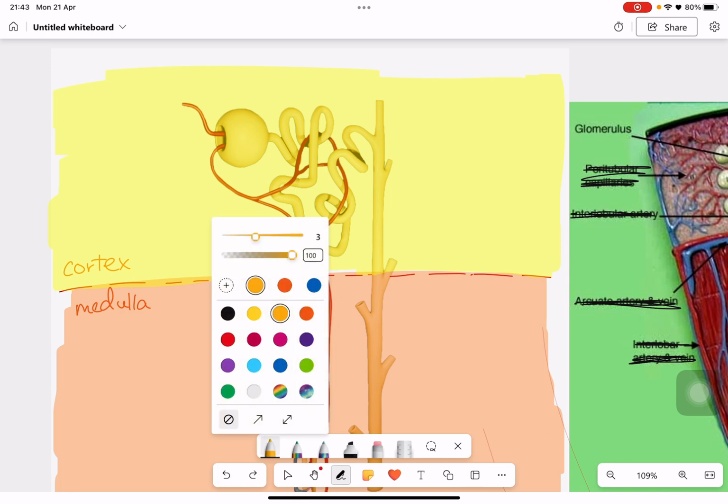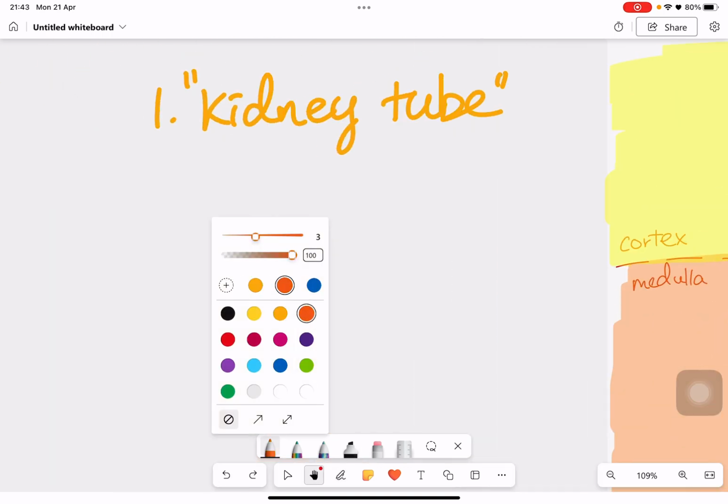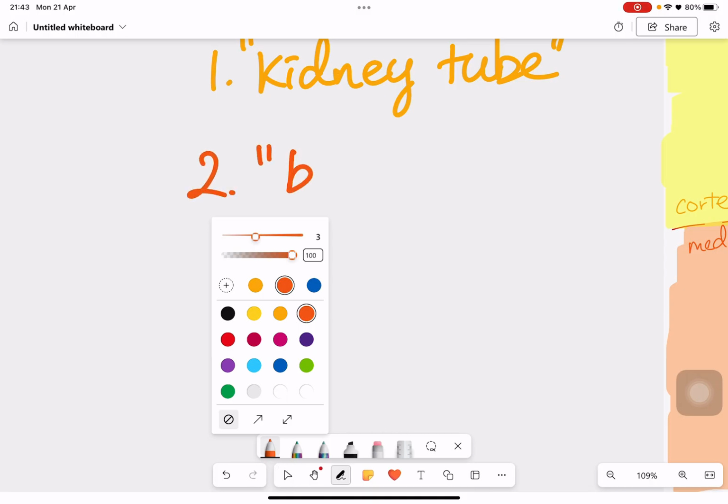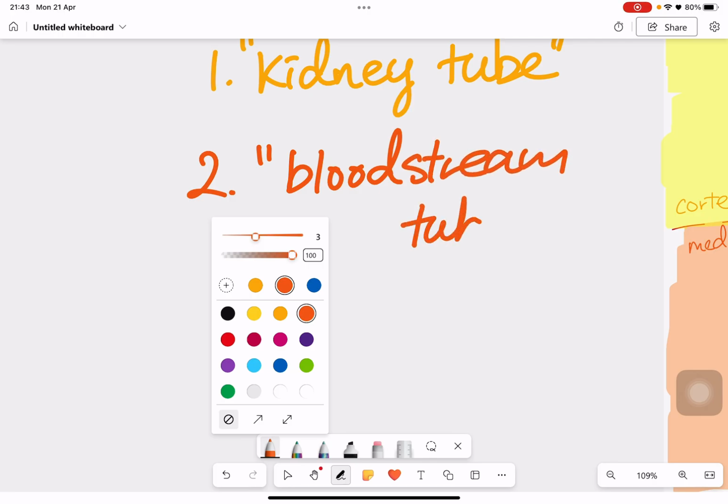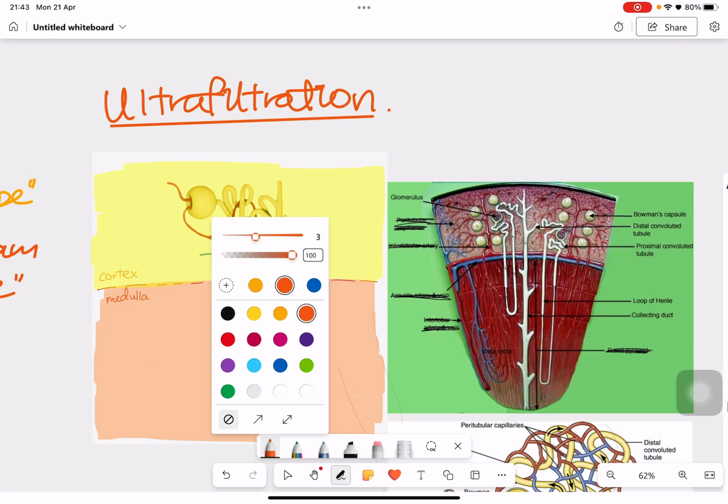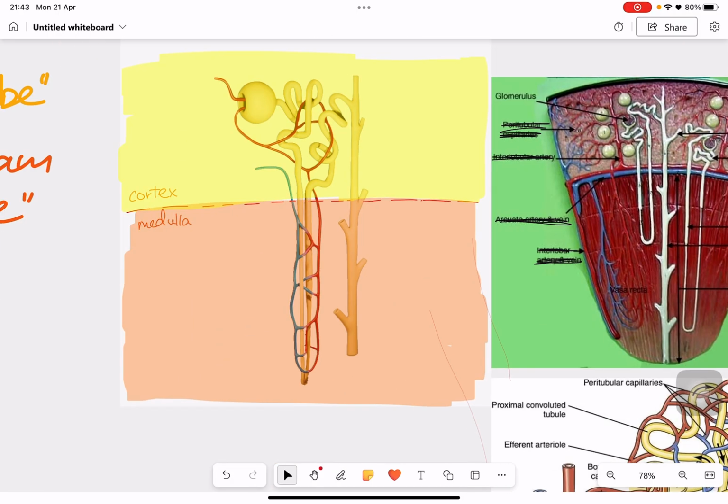And the other part I consider is the bloodstream tube. By this, I'm just talking about the blood capillaries, the blood vessels that are twirling around right here. But anyways, as you'll see later on, being able to differentiate between the kidney and the bloodstream will be really useful for you to understand selective reabsorption. But today I'm not going to talk about that. I'm going to talk about nephrons first.